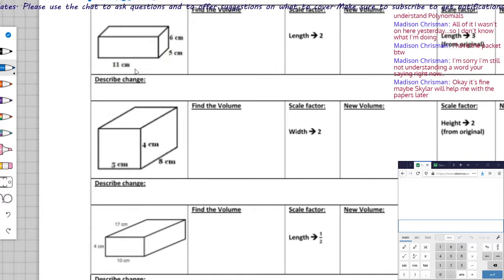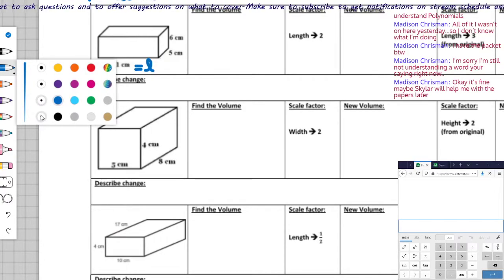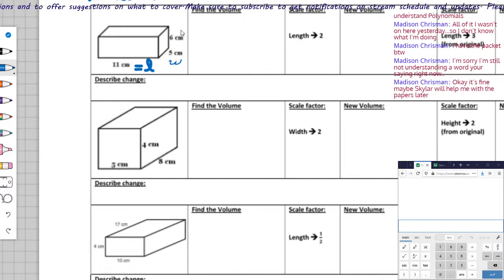So I'm going to label this 11 as my length. I might have labeled that as my width on the paper, so I'm sorry if it's different, but we're going to still get the same answer. 5 will be my width, and 6 is going to be my height. So if I wanted to find the volume of the original shape, I'm going to do length times width times height, so I'll do 11 times 5 times 6.